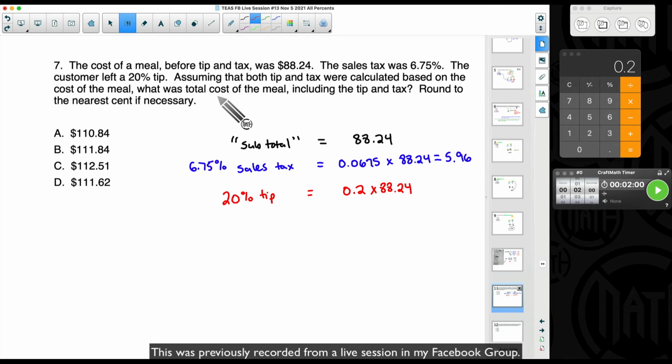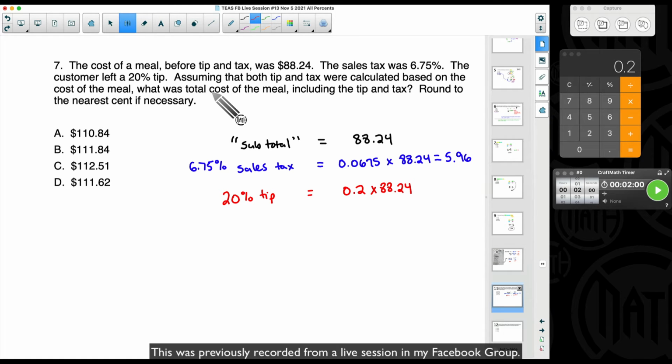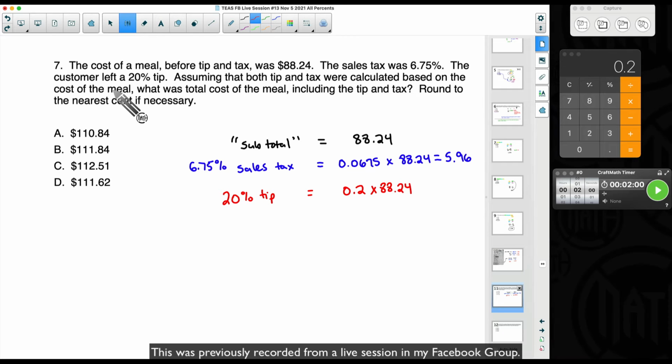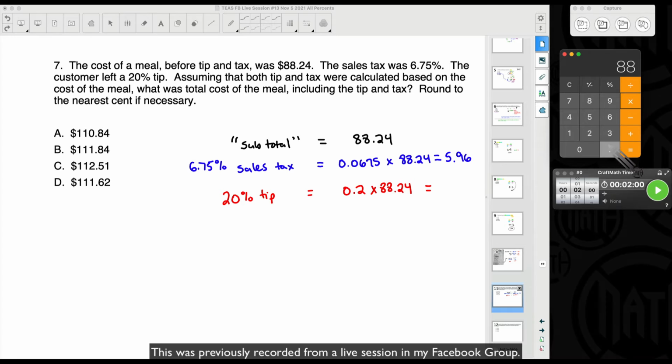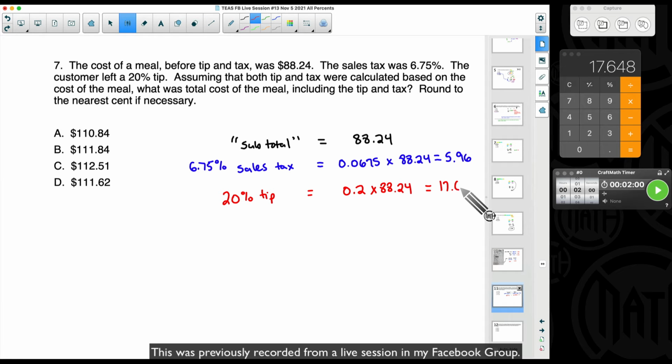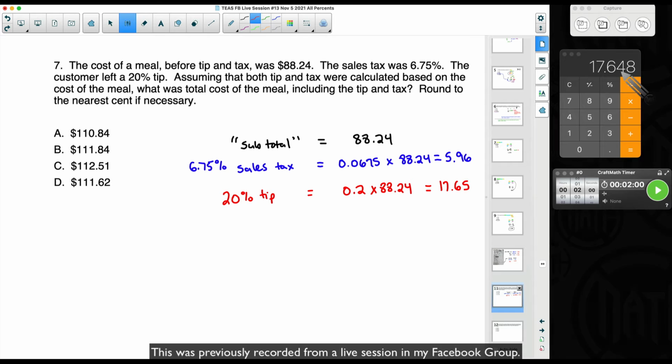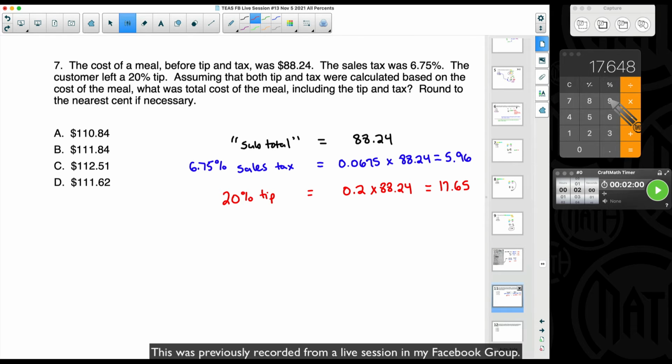Typically the tip and the tax are calculated based on the cost of the meal. So the cost of the meal, $88.24. We're using that $88.24 in both of these cases. So let's take 20% of $88.24. And this is going to be $17.65. Again, the 4 goes up because we round to the nearest penny. So the 8 tells the 4 to go up to a 5.